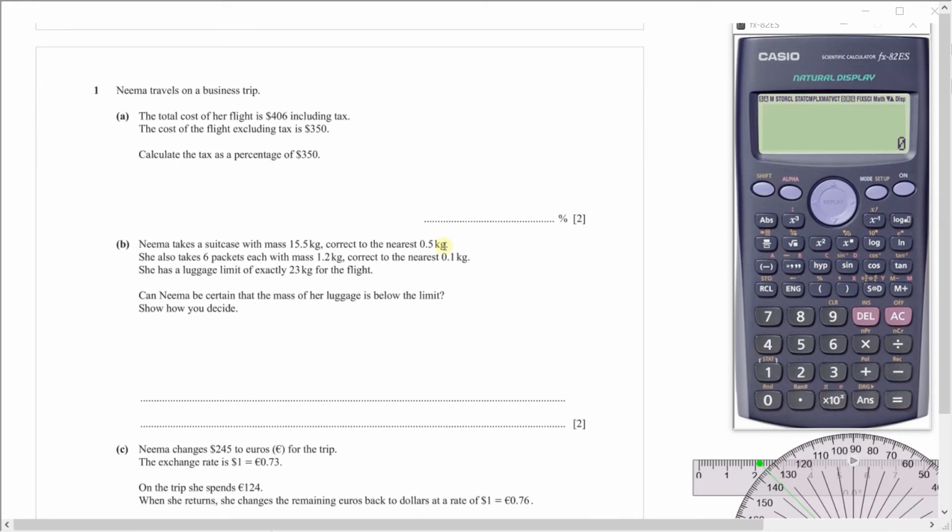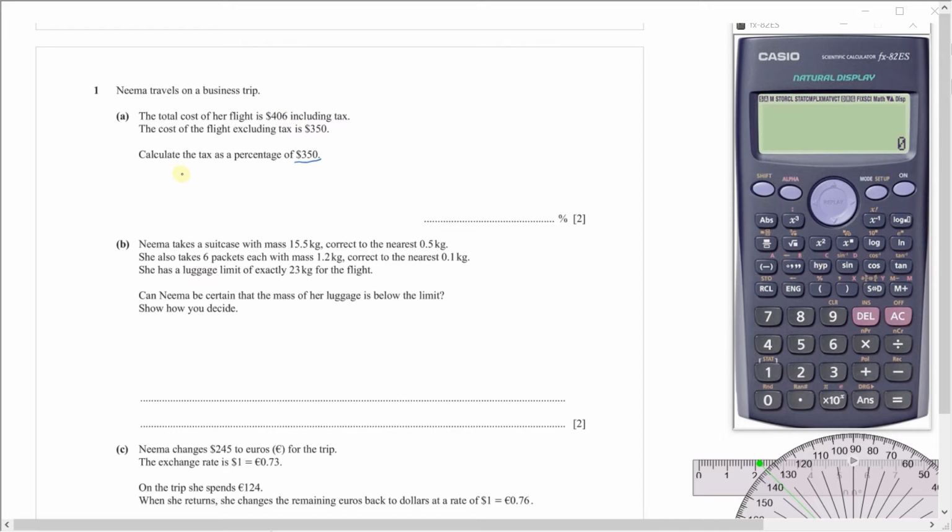So let's start with question number 1. Nima travels on a business trip. The total cost of her flight is $406, including tax. The cost of the flight, excluding tax, is $350. Calculate the tax as a percentage of $350.